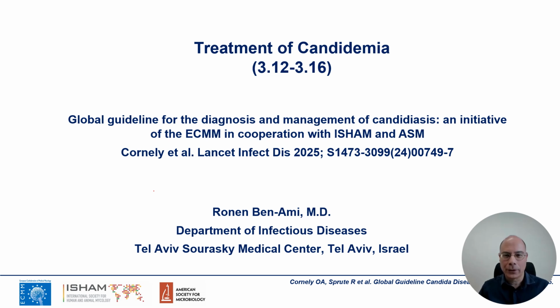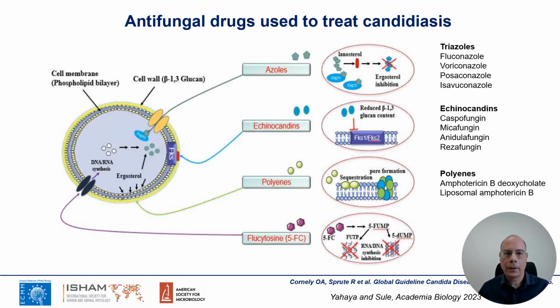It's my pleasure to present a summary of the Global Guideline for the Diagnosis and Management of Candidiasis sections that deal with the general principles of treatment of Candidaemia. There are currently 4 classes of antifungal drugs used as systemic treatment for invasive candidiasis and Candidaemia, each with its specific cellular target and mode of action. They include the triazoles, echinocandins, polyenes, specifically amphotericin B and its lipid formulations, and flucytosine, which is used in conjunction with other antifungals for the treatment of endocarditis and CNS infections.